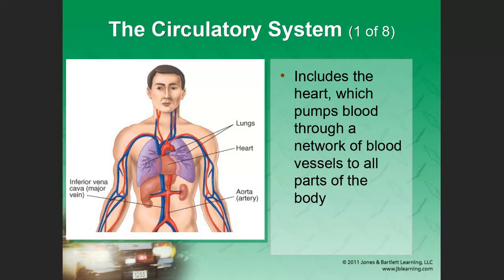Now, the arterial side of the circulatory system is referred to as the high pressure side of the circulatory system, and the venous side of the circulatory system is referred to as the low pressure side.